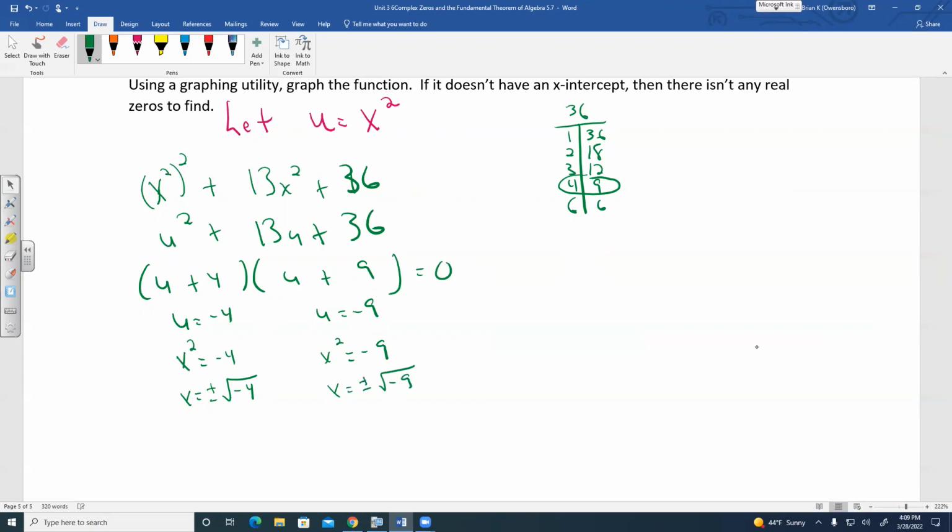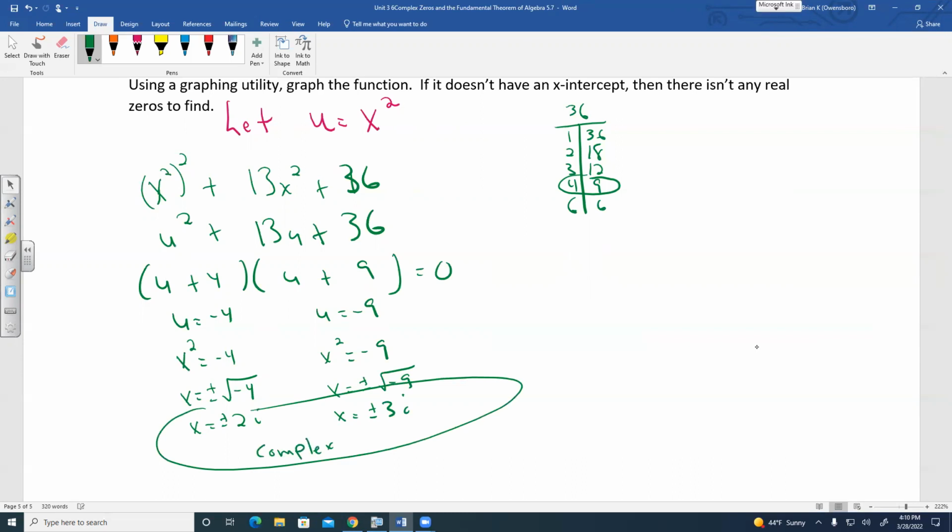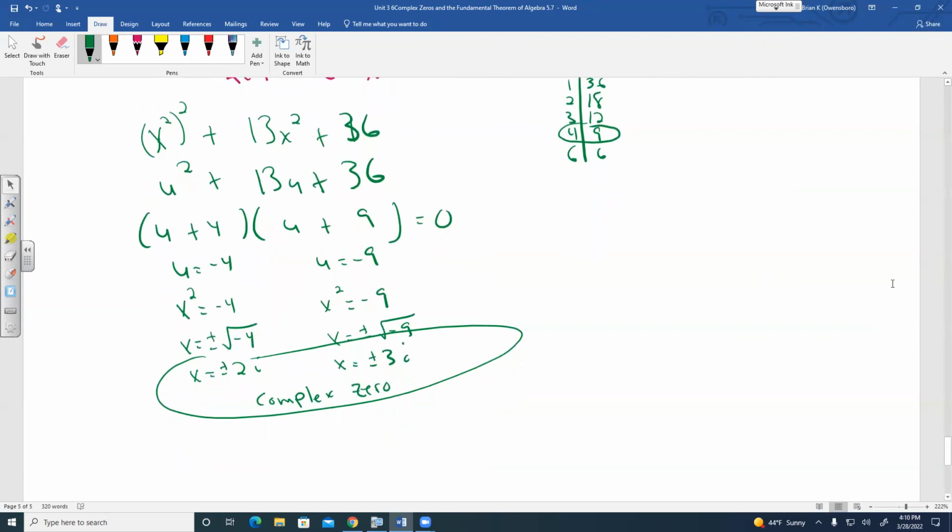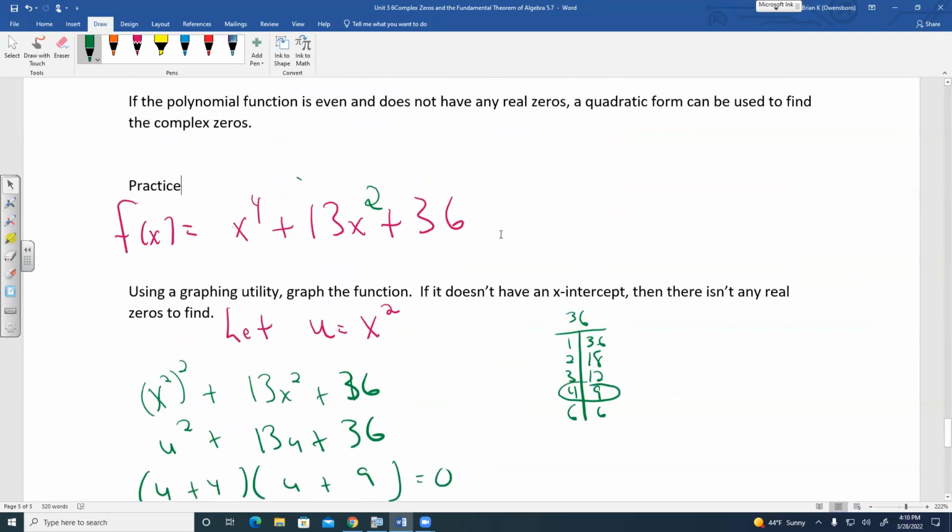Now remember, the square root of a negative number is actually i. So this becomes x equals plus or minus 2i. And over here, this becomes plus or minus 3i. So those are our 4 answers. And notice that every one of these would be a complex number. So those are 4 complex zeros. So that's how we can solve a complex problem where I can't find any real zeros. Sometimes we're allowed to use a little trickery. Since this was an even function, we're allowed to use this u equals x squared as a strategy.